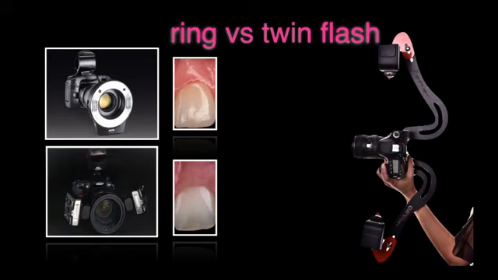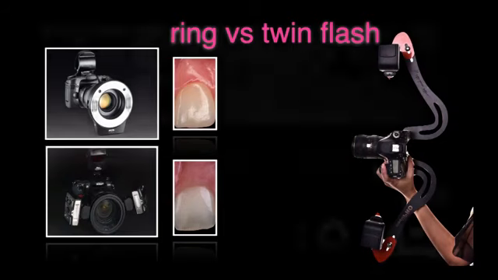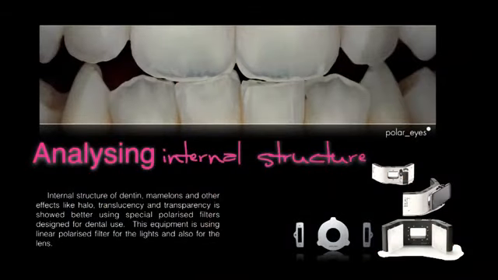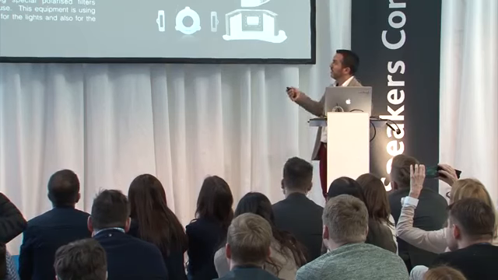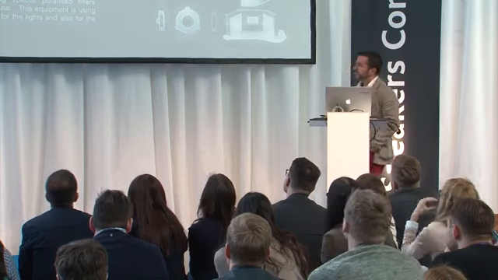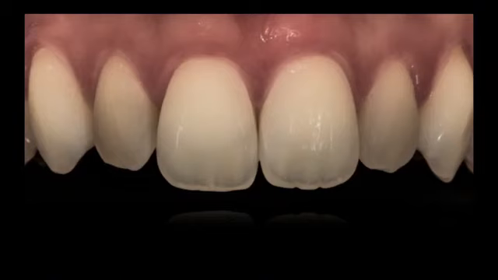I can see the halo effect, I can see the translucency, transparency, mamelons, and everything I want to see in the anterior area. If you want to have zero reflections on the surface, I'm recommending to use the polarized filter because it comes on a DSLR, and you will be able to have professional photos like this. This is just an example from a young patient from Portugal, so you can see the halo effect and the mamelons and all the details inside.